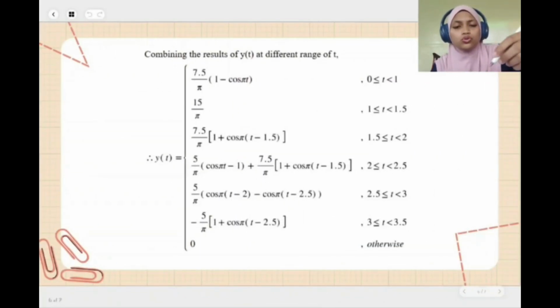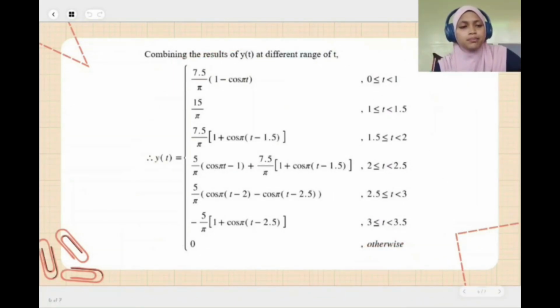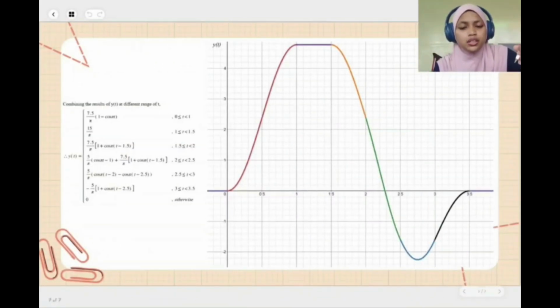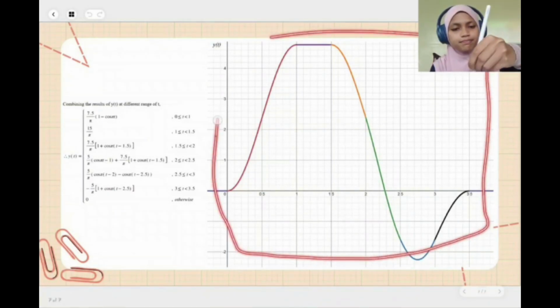So we can conclude, combining all the results of the integration that we used to find y(t) for each interval, so we can get this y(t). So we are demonstrating the result of the convolution between the f(t) and h(t). We use Desmos. So as you can see, this is the graph.